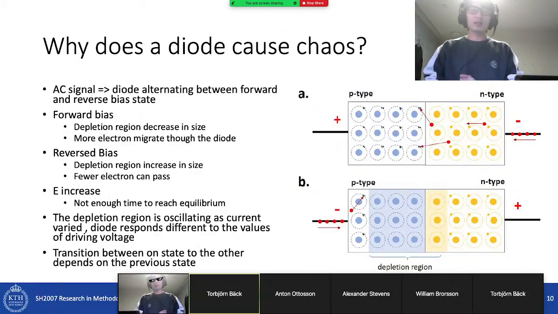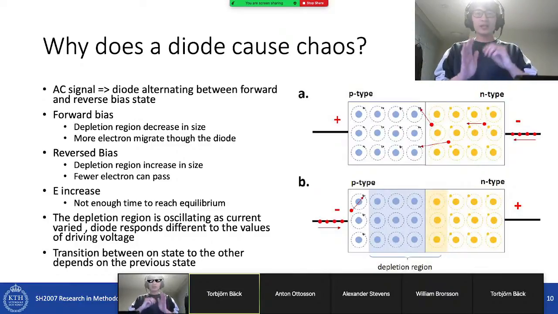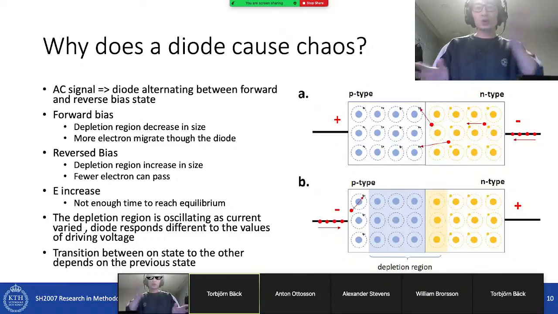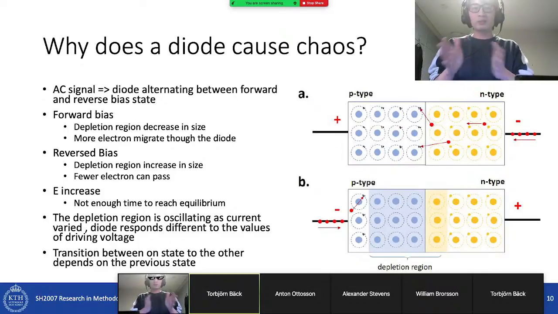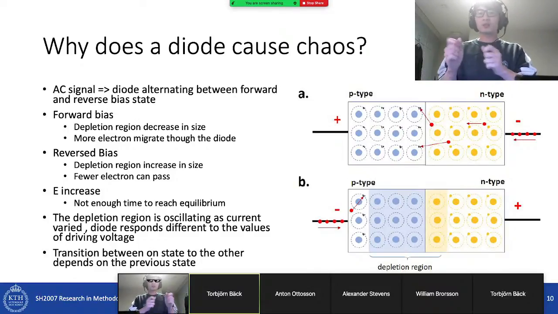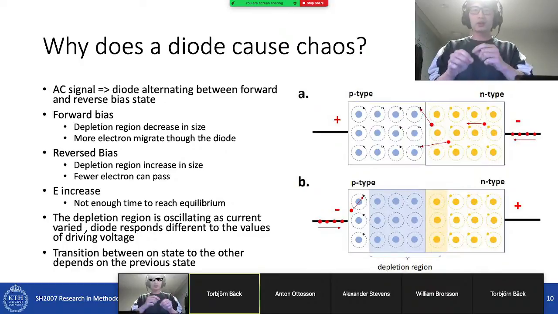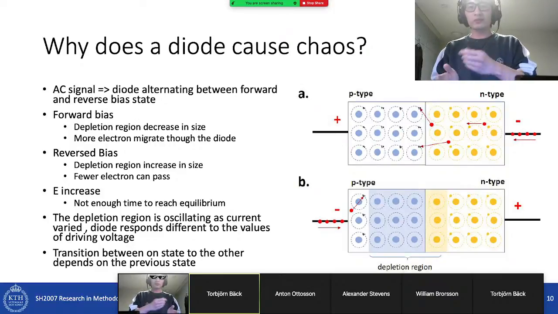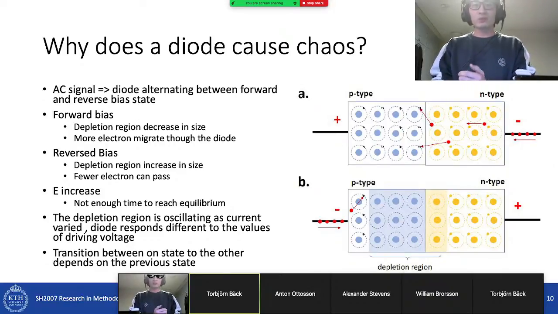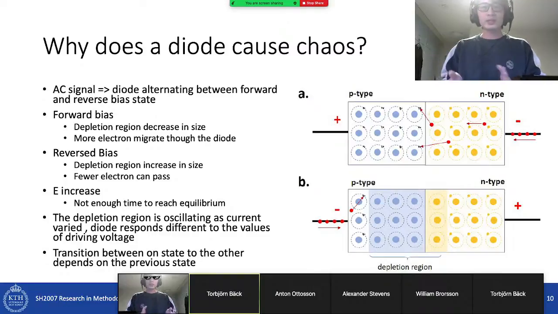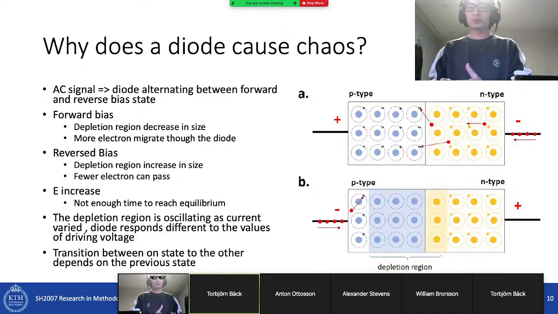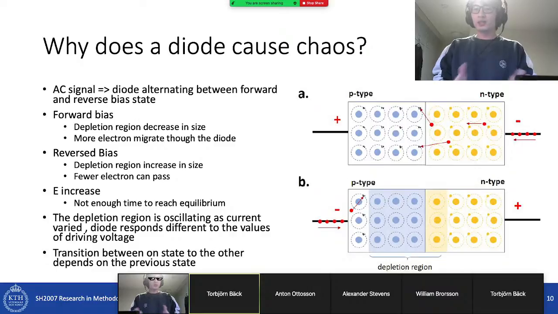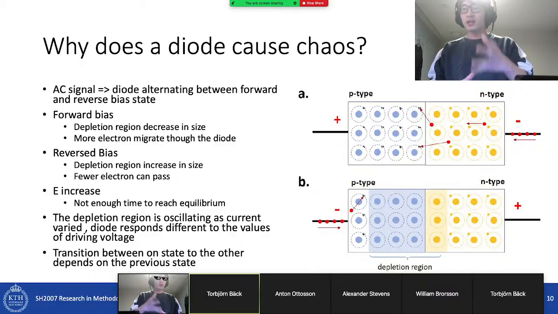That's an interesting question. Because we have the AC signal, the diode alternates between forward bias and reverse bias. In forward bias, the depletion region decreases in size because of the combination of electrons and holes, so more electrons can migrate through the diode. On the contrary, in reverse bias the depletion region increases and fewer electrons can pass through. So we expect a longer time for the system to return to its reverse bias equilibrium.